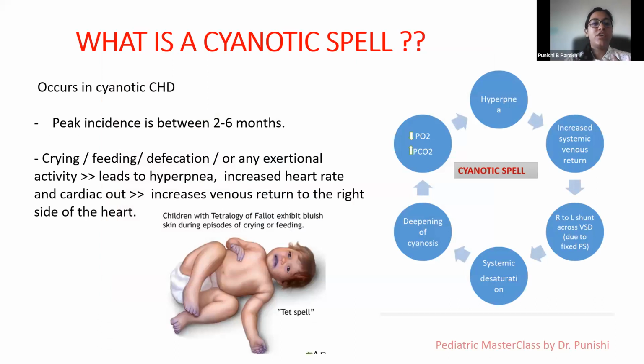So remember, any kind of exertional activity, it may be crying, feeding, defecation, or any other kind of exertion. When you have this, it results in sympathetic stimulation. That stimulation results in tachypnea or hyperpnea. So the child tends to have a rapid rate of respiration. Along with hyperpnea, you will also have an increase in the heart rate. And along with that, you will have increased cardiac output. So there's more blood now leaving the left ventricle to enter the systemic circulation.